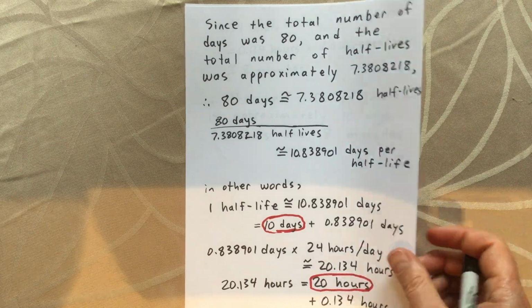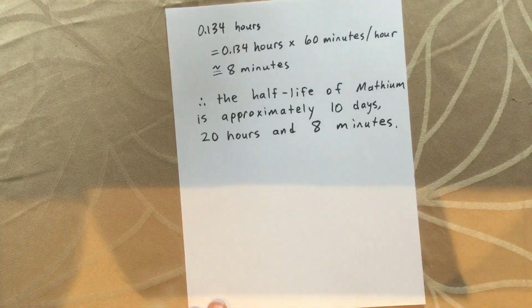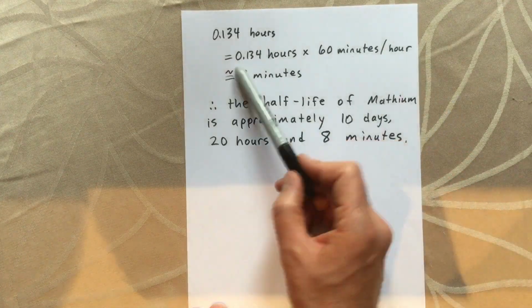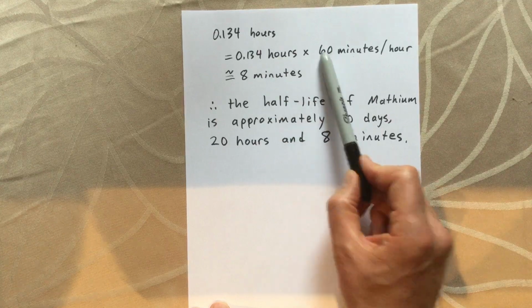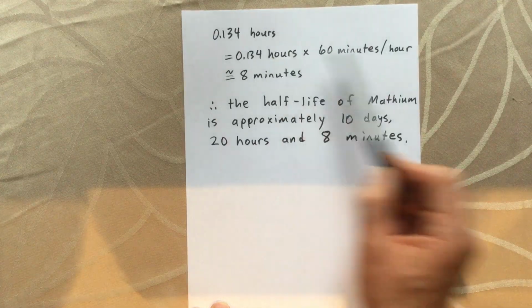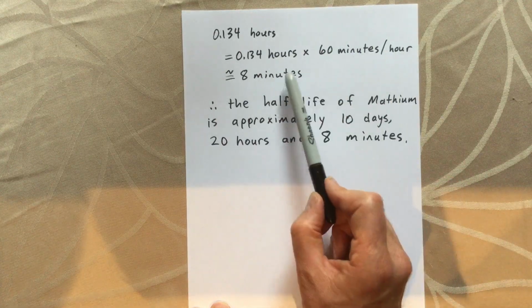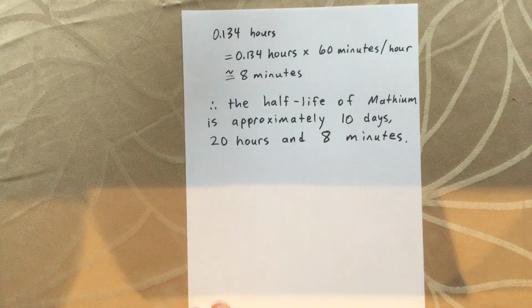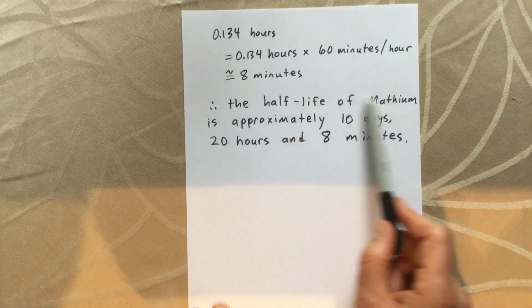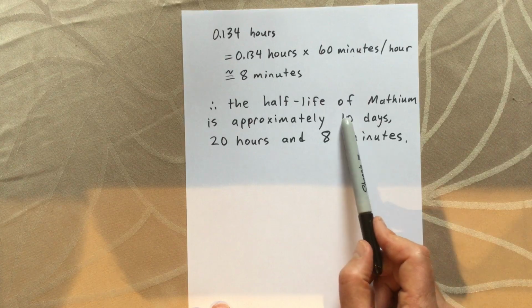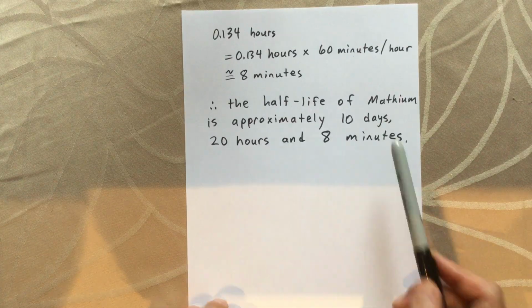Well, let's convert that to minutes. 0.134 hours is equal to 0.134 hours times 60 minutes per hour. The hours cancel out, and we're just left with minutes. 0.134 times 60 is roughly 8. So we can say the half-life of mathium is approximately 10 days, 20 hours, and 8 minutes.